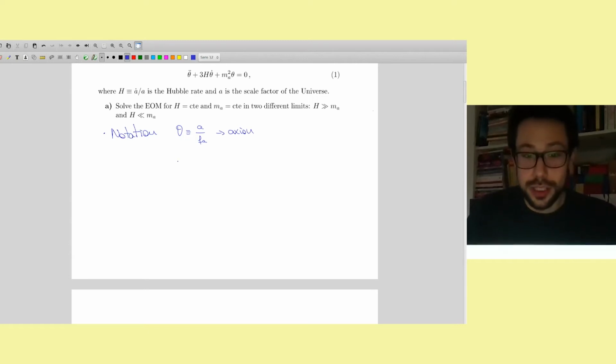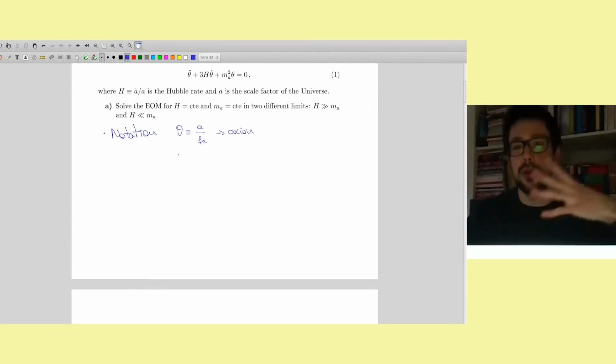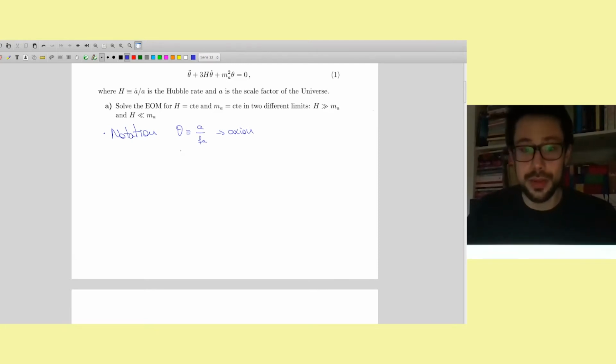And then, not to get confused, we are going to talk about cosmology, about how the axion evolves in an expanding universe. In order to do so, we will have here the Hubble rate, H, that is defined as A dot over A.